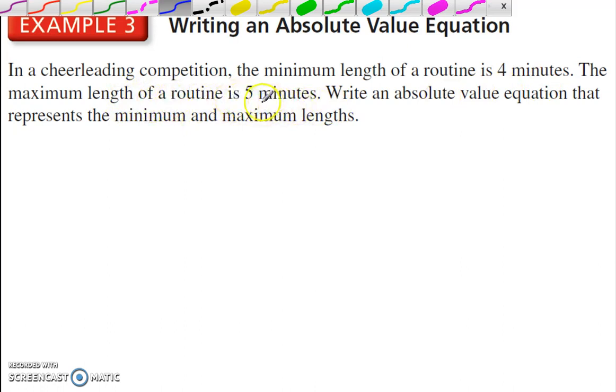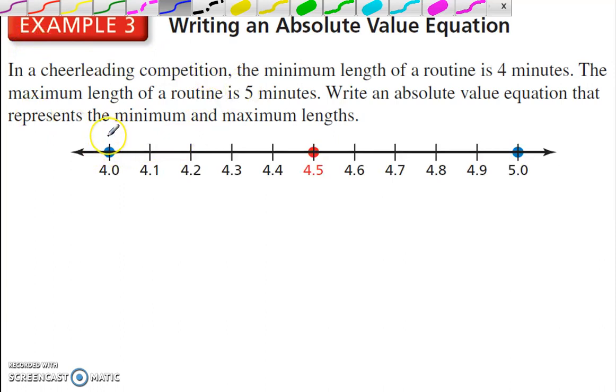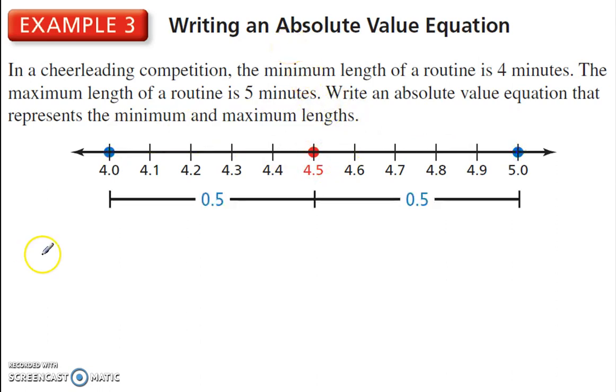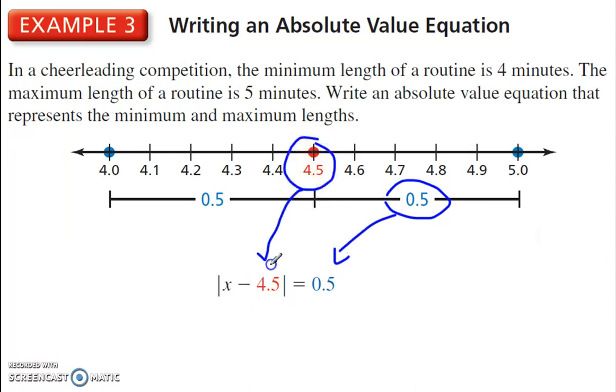There's a couple different ways you can approach this. Here's one way. We make a number line. We say, where's the minimum? Minimum is at 4 minutes. The maximum is at 5 minutes. So we can find the middle between these two at 4.5 minutes. Now, remember, the absolute value is a distance from a number. So they are both 0.5 from this number. So to write that, I can write, remember, the absolute value is 0.5, so I'm going to take this absolute value, that distance, put that here, and then put the midpoint right there.